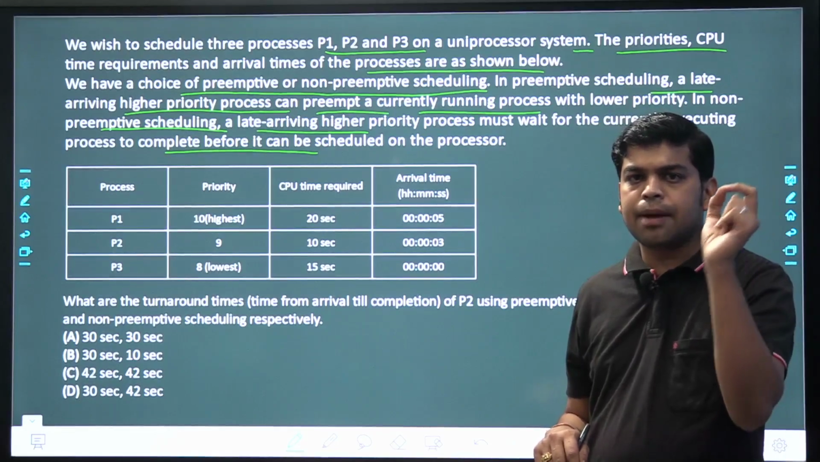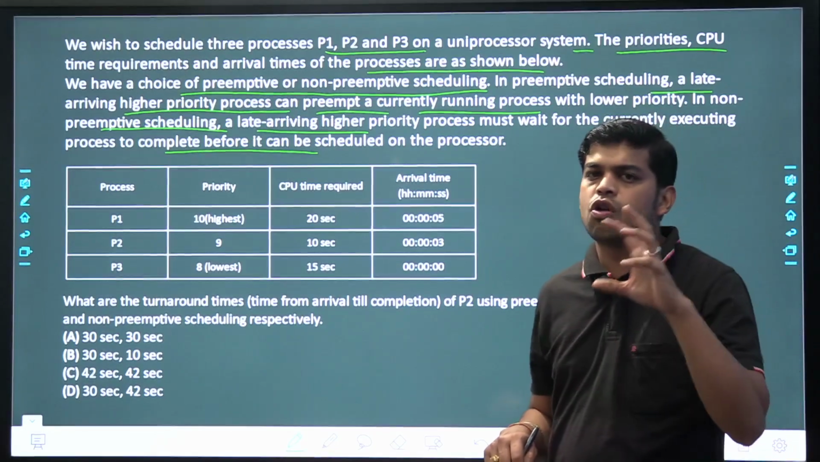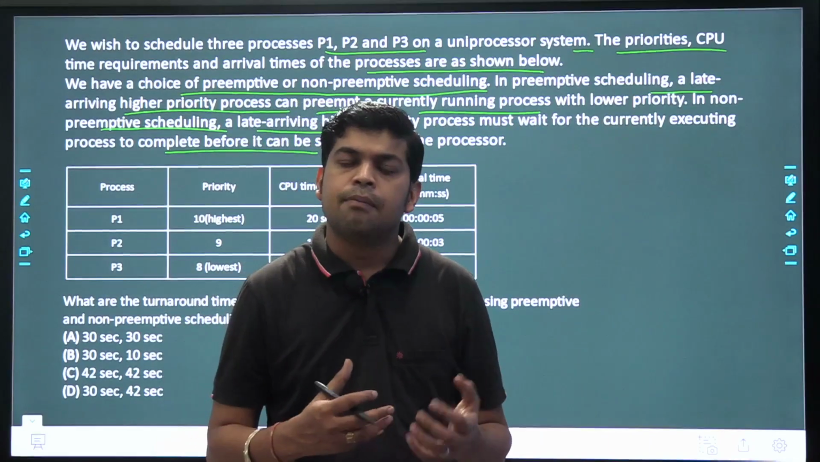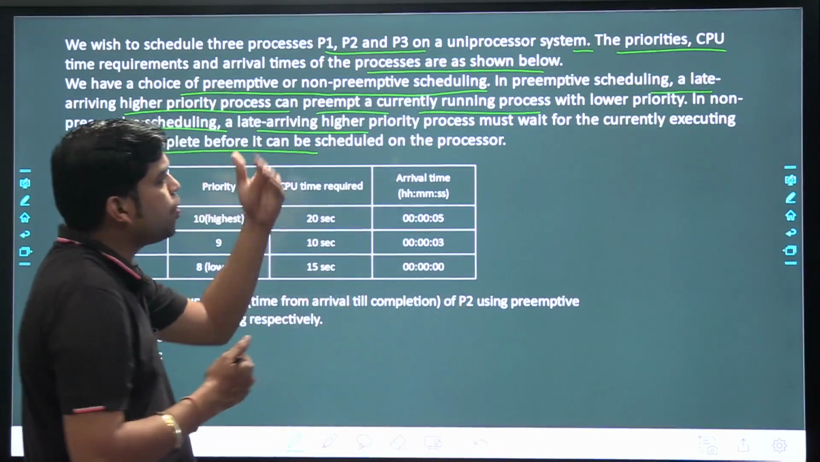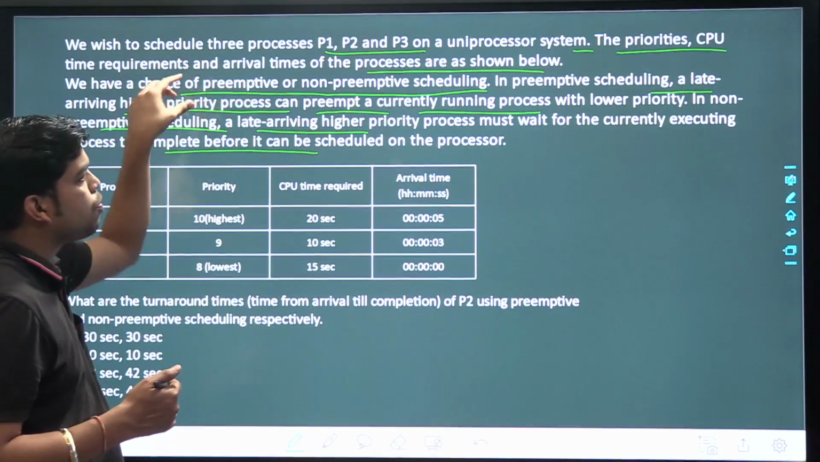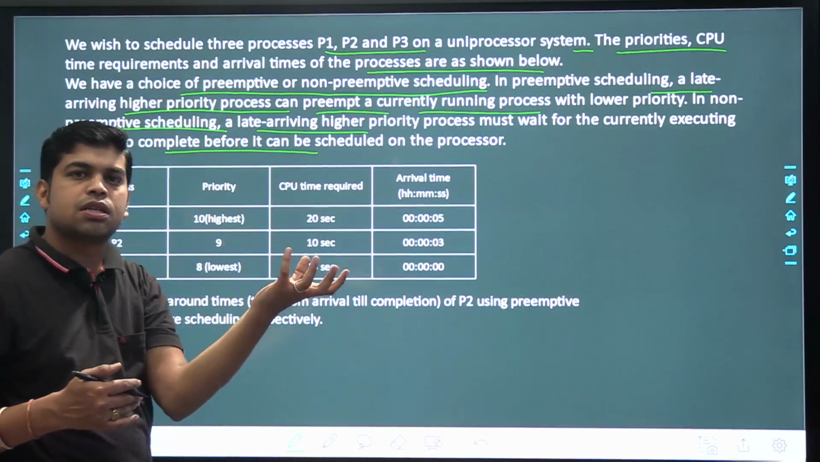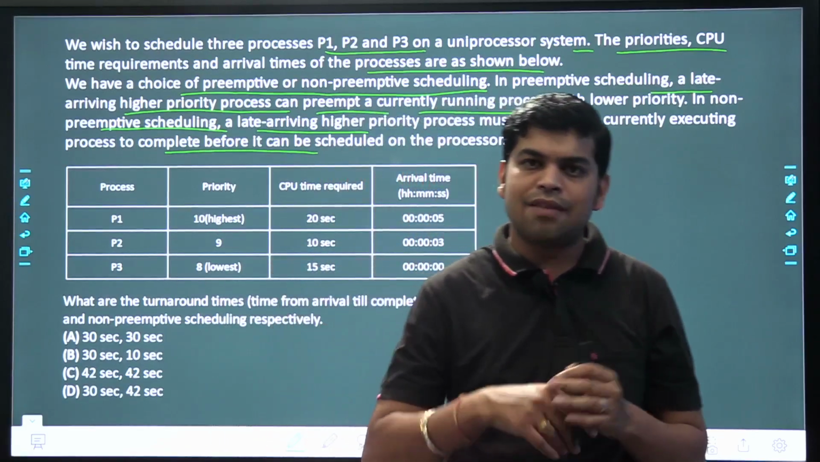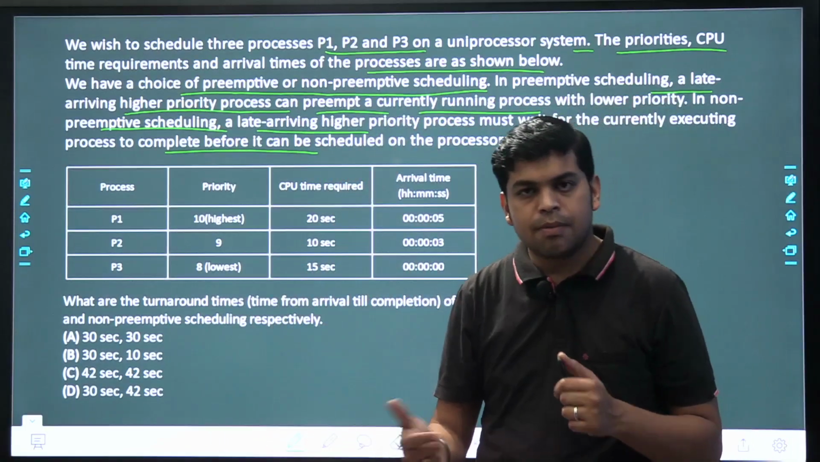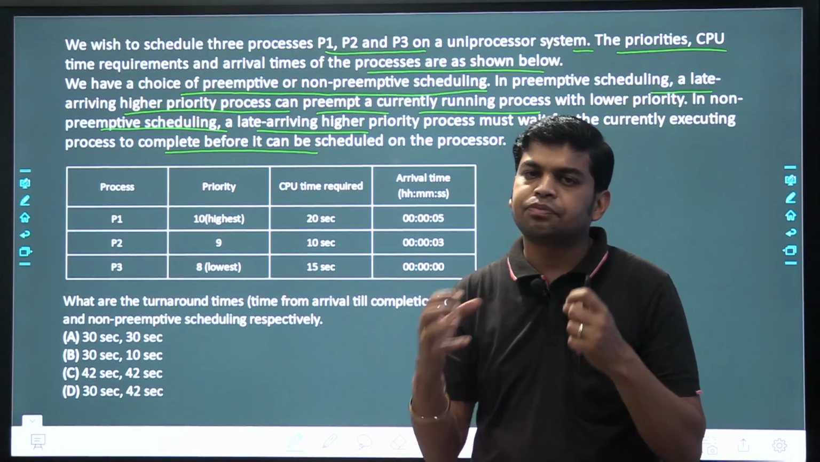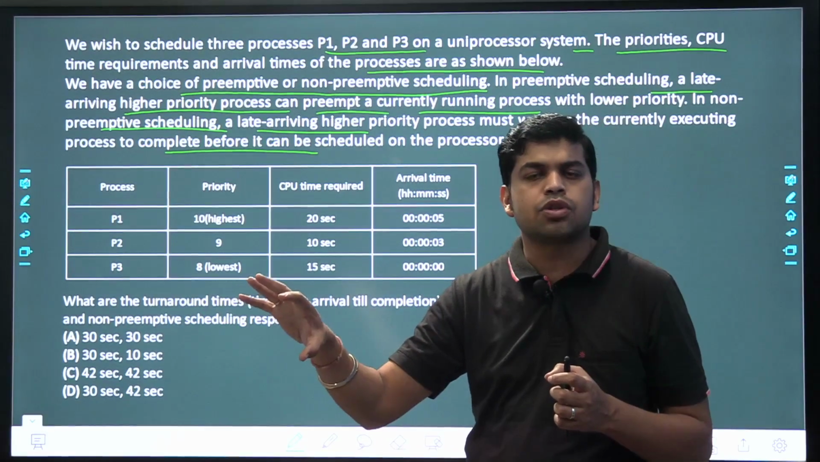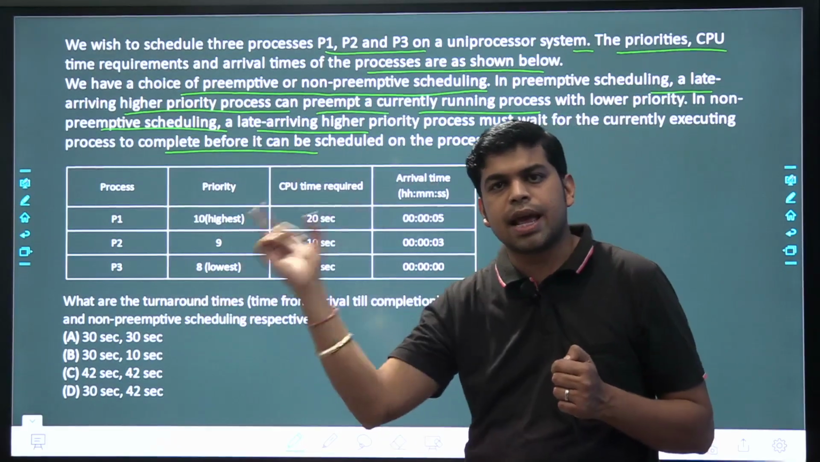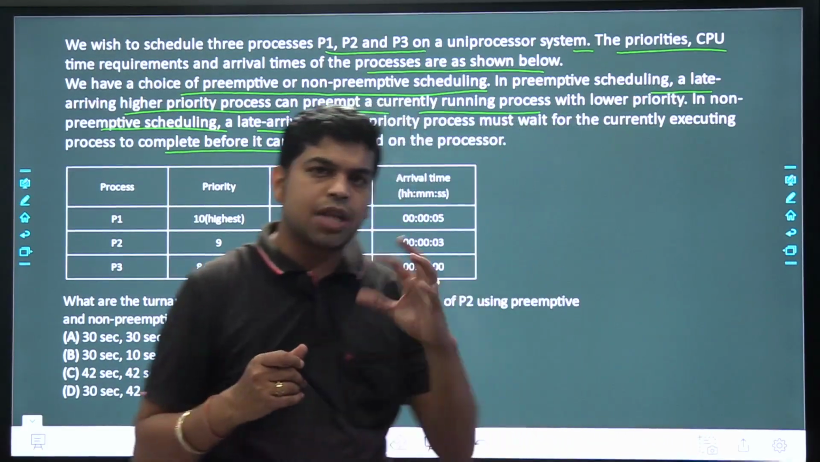So we need to solve this question using two techniques. One is the preemptive priority technique and the second one is the non-preemptive priority technique. In both cases we apply the priority, but by the nature of preemptive scheduling, if the running process's priority is lower and the newly arrived process's priority is higher, then we need to preempt the running process. But in the non-preemptive technique, we continue the running process, and after its execution we execute the next higher priority process. Got it? So that is the concept.